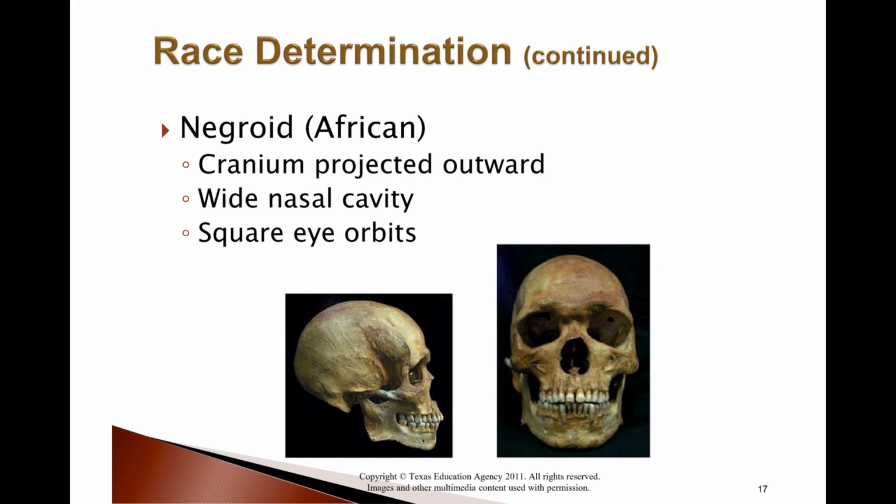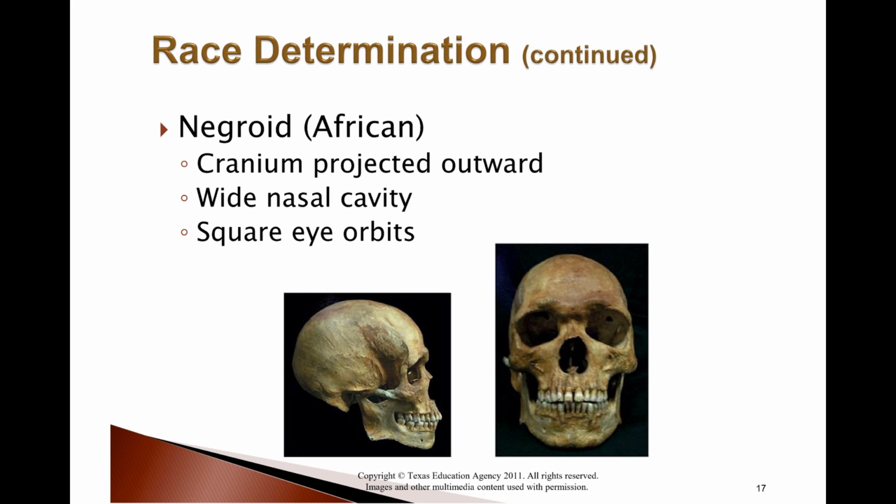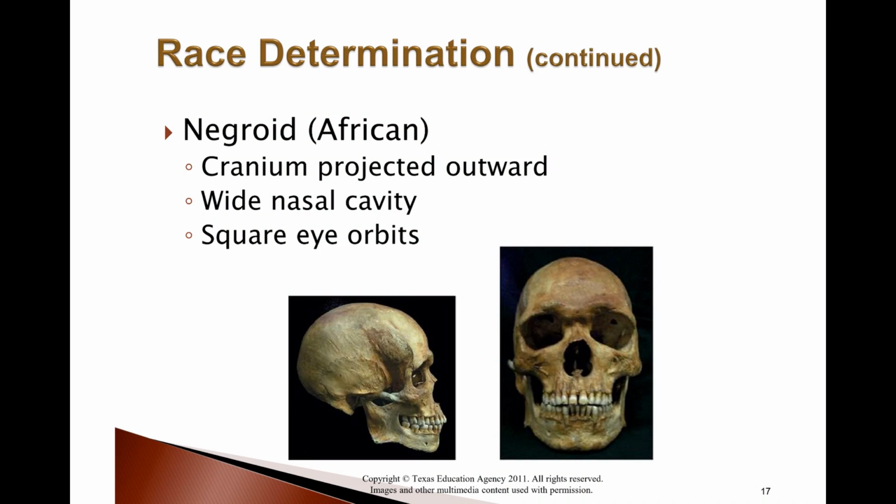So on the Negroids, which would be our people of African descent, their craniums project backward or outward. On this left picture, this is what they're referring to, the fact that it slopes out that way. Okay, that would be the outward projection. They tend to have a wider nasal cavity. So again, we're looking at this distance right here.